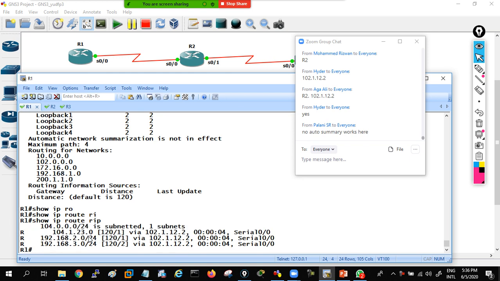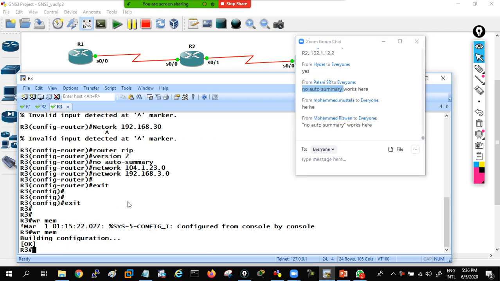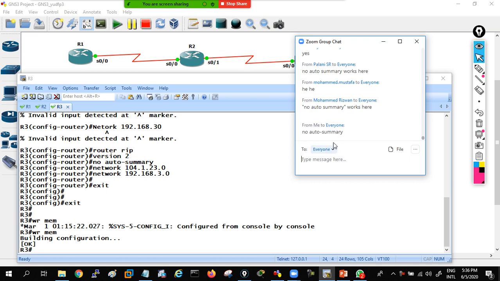No auto-summary works here. Yeah, that's correct, Palani. It's working now. Because of no auto-summary itself, I don't know how to explain this. Yeah, that is a command, which I mentioned. Okay, I'm sorry for that. In router 3, you should use the command. Yeah, no space, auto, hyphen, summary. You should type like this, guys: no auto-summary. This is the command.